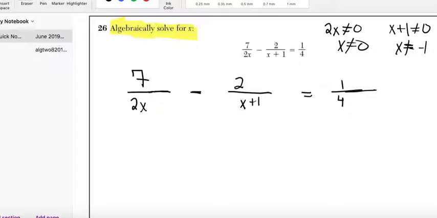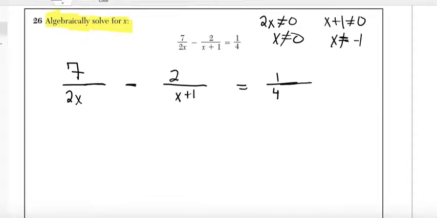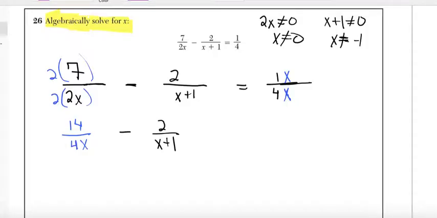I just want to make this as clear and simple as possible because there were so many ways to do this. There's a 4 here and an x here. I can make both the denominators here equal to 4x by multiplying x on both sides here on the right hand side. And if I double the values here, and remembering that whatever I do to the top, I must do to the bottom, then this top one becomes 14 over 4x. When I multiply 2 by 7, I get 14. 2 times 2x is 4x. Minus 2 over x plus 1 equals 1x, or just x, over 4x.